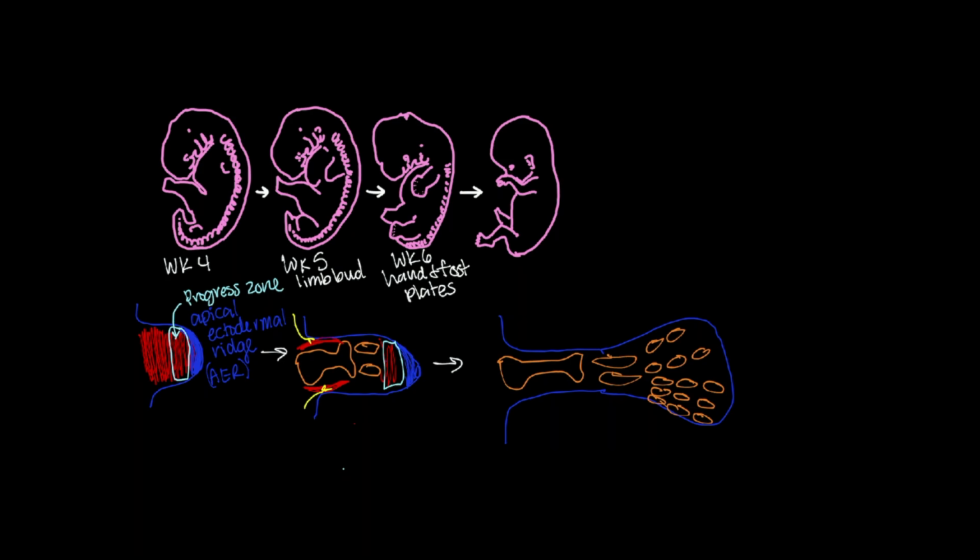And these cartilaginous digital rays will be kind of trapped within this paddle-like structure until programmed cell death, or apoptosis, between each of the digits. And this cell death is what sculpts each of those digits out of this foot paddle or hand paddle.